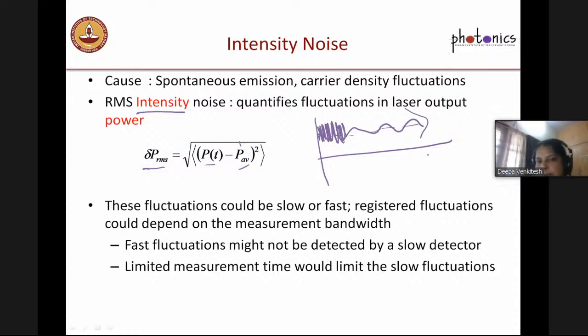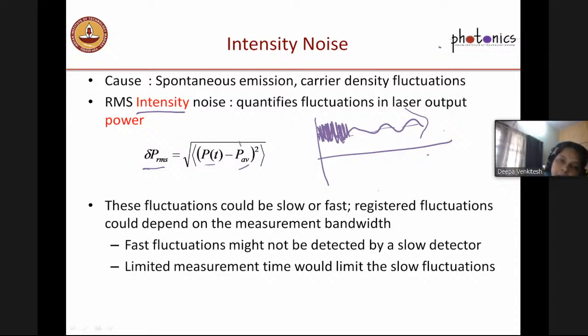And why is that important? Because if your fluctuations are at the same frequency as that of your gravitational wave, it means that this fluctuation is going to interfere with your measurement. So in all these noises, you need to quantify the frequency spectrum of the noise. And the fluctuations, as I said, are slow or fast, and the registration should depend on that.